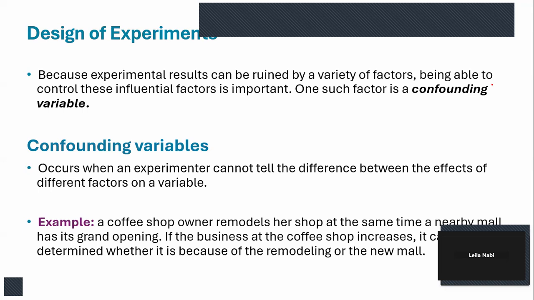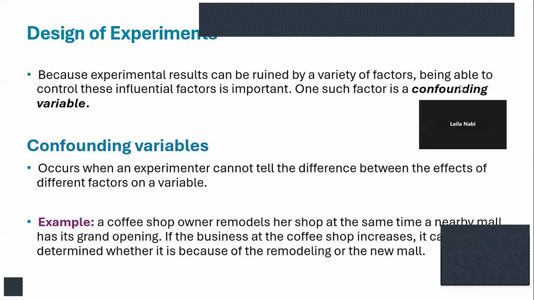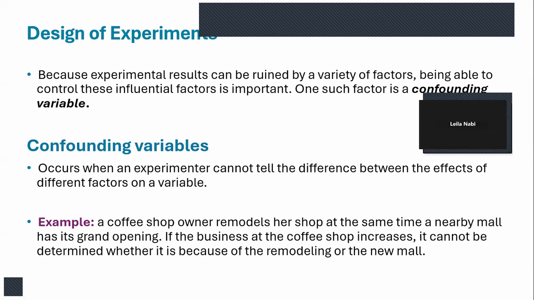For example, a coffee shop owner remodeled her shop at the same time the nearby mall has its grand opening. If the business at the coffee shop increases, it cannot be determined whether that's because of the remodeling or because of the opening of the new mall, which is called a confounding variable. The researcher cannot tell the difference between the effects of different variables.